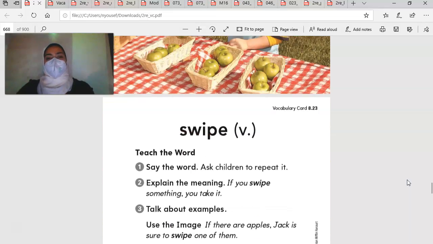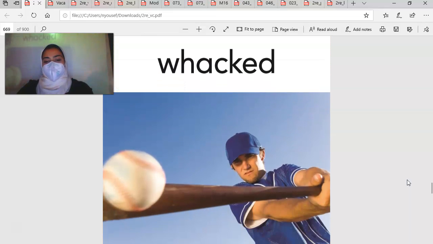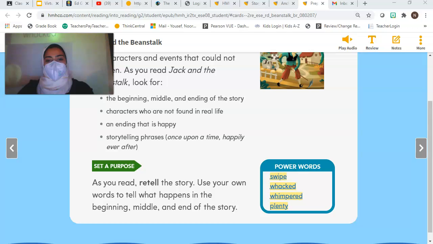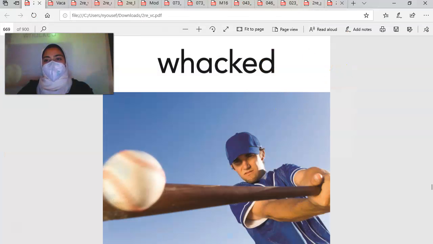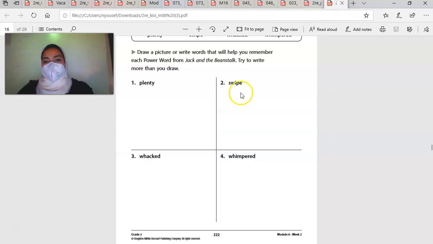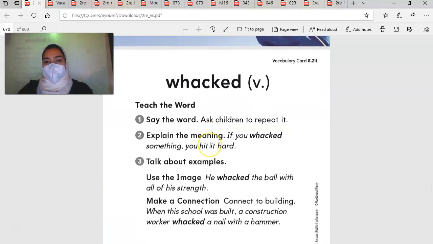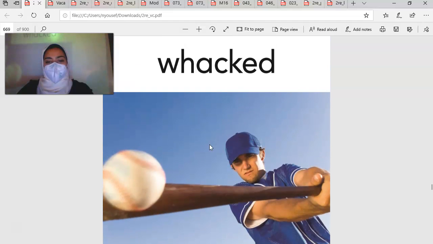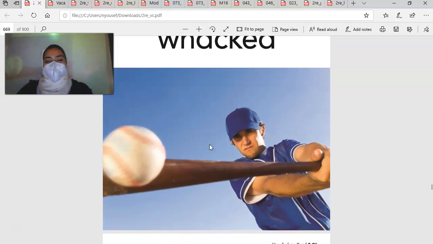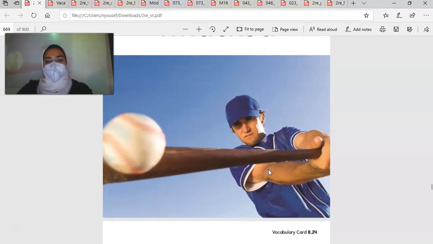Okay? All right. The next word is whacked. So if we look back here again, whacked. What does whacked mean? Rena? It means that you hit something hard. Very good. To whack is if you hit it hard. So he whacked the baseball. If you want to draw this picture, you can. Or you can just say to hit hard. Whacked means to hit something really hard. Right? All right.